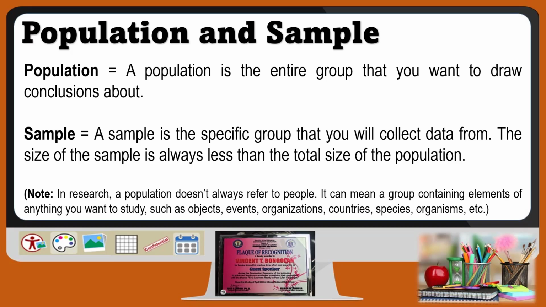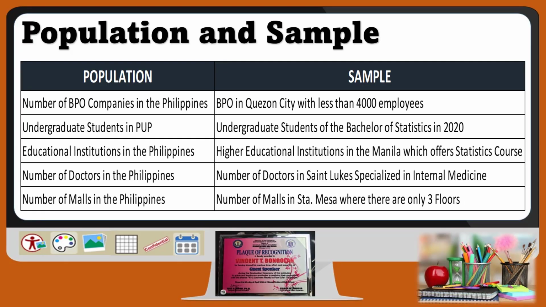Please note that in research, a population doesn't always refer to people. It can mean a group containing elements of anything you want to study. It could be an object, an event, organizations, countries, species, organisms, etc. I hope it is very clear what a population and a sample are. So these are some examples of a population and a sample.